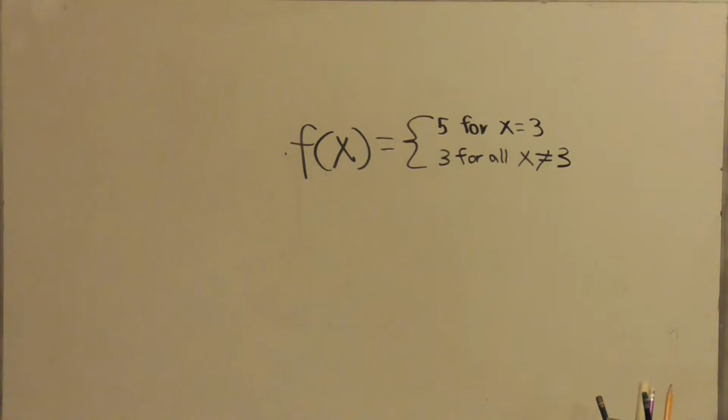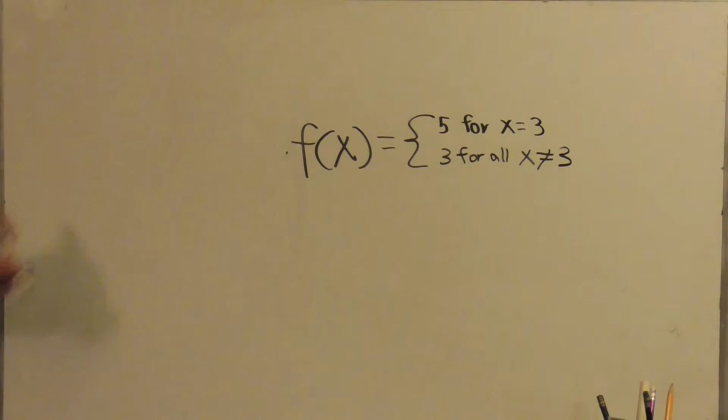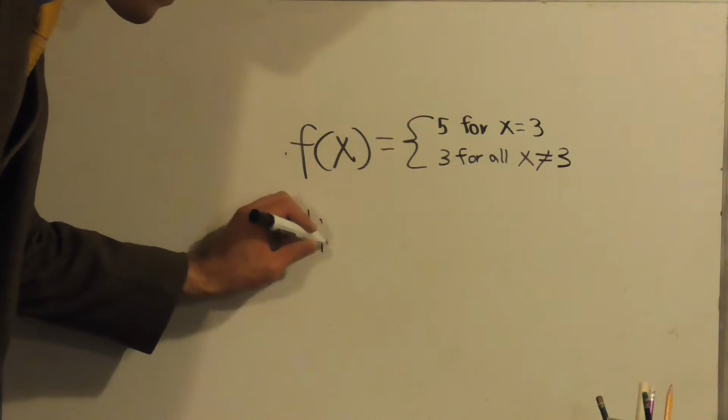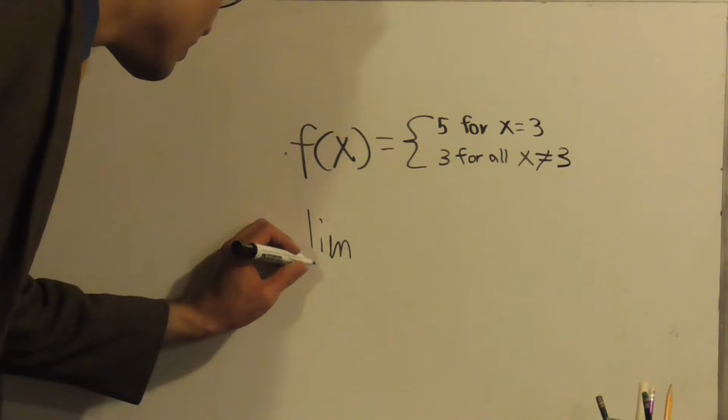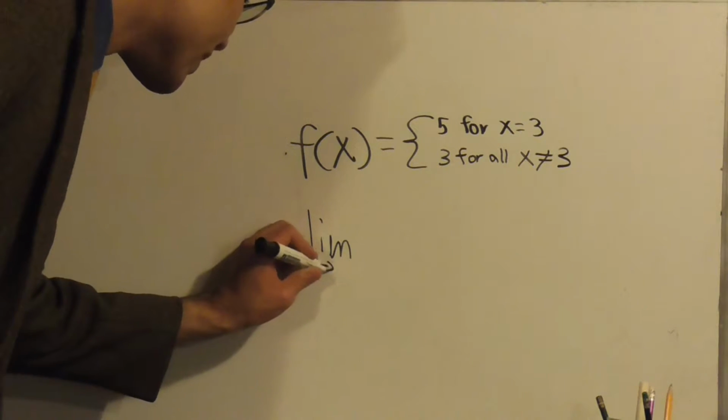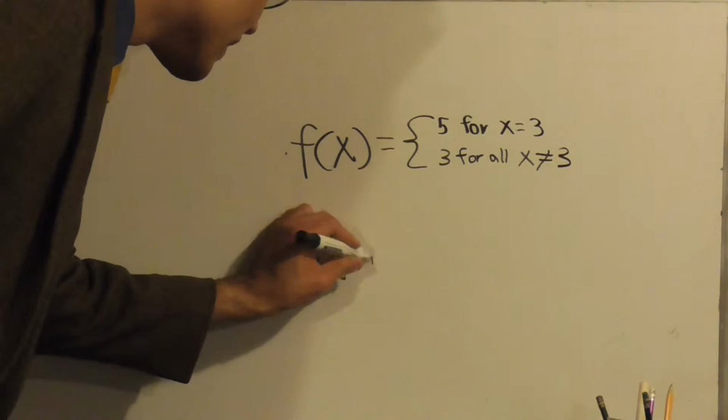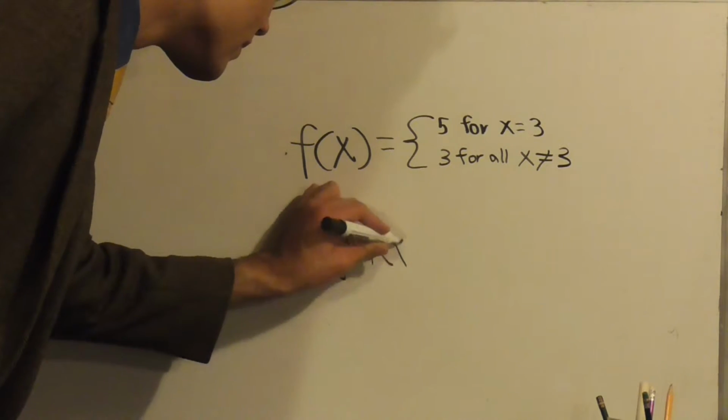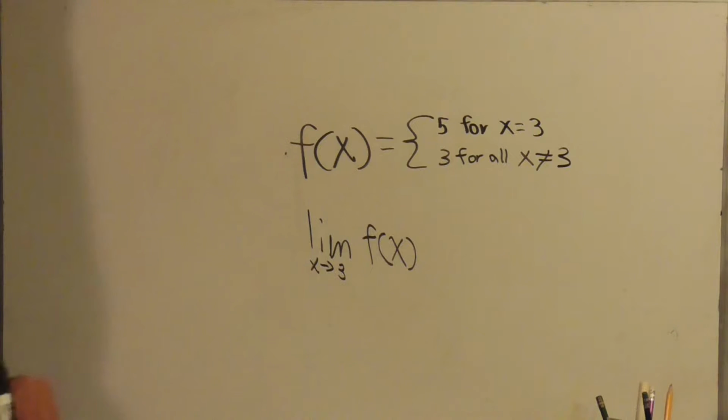Now we can imagine taking the limit of this function as x approaches 3. The limit as x approaches 3 of f of x, and f of x is clearly defined up here. So now I want you, as the viewer, to take a minute and think about what you think the answer to this will be.